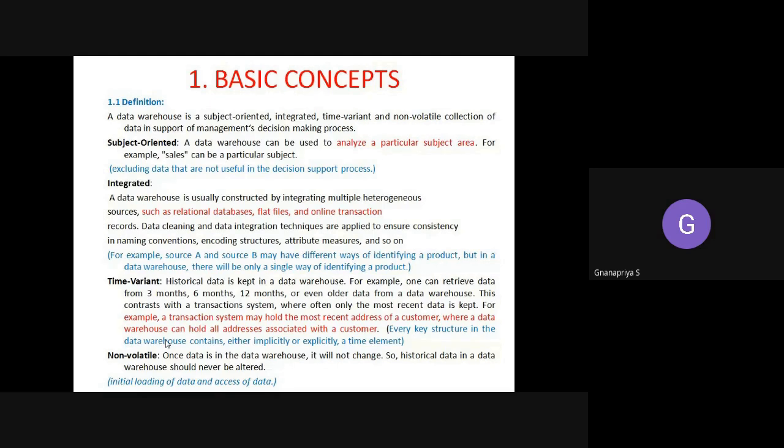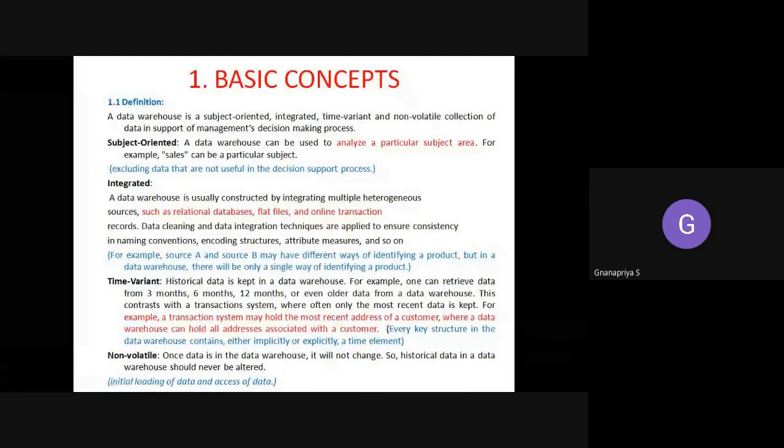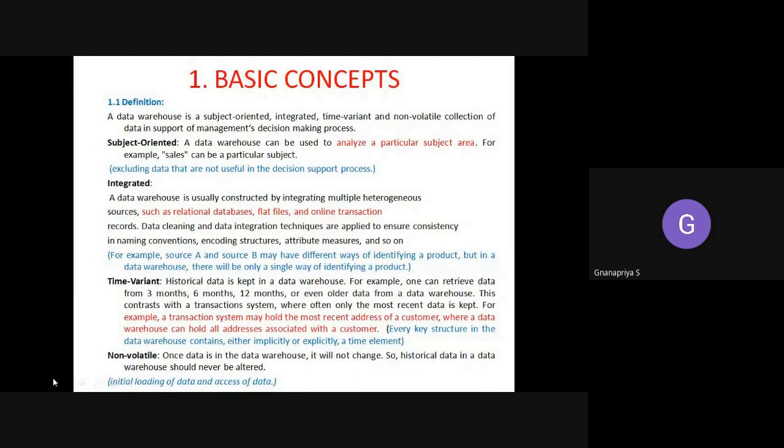And we can analyze any subject of a particular organization. For example, if I take a production company, they will have a sales department, customer information, production detail, inventory, and stock detail, etc. So any subject of any organization or multiple organizations can be stored in a warehouse.